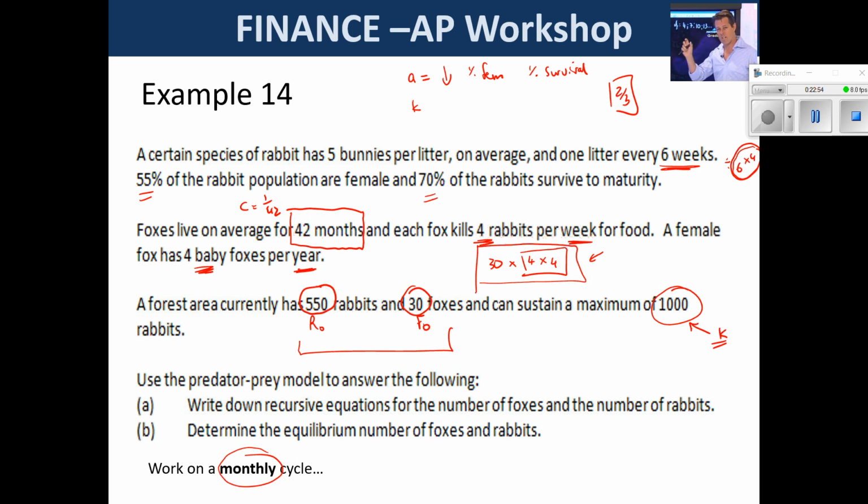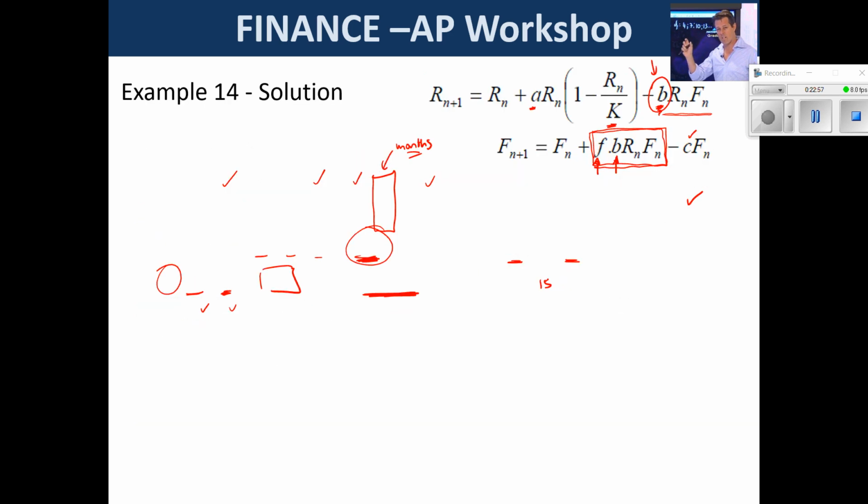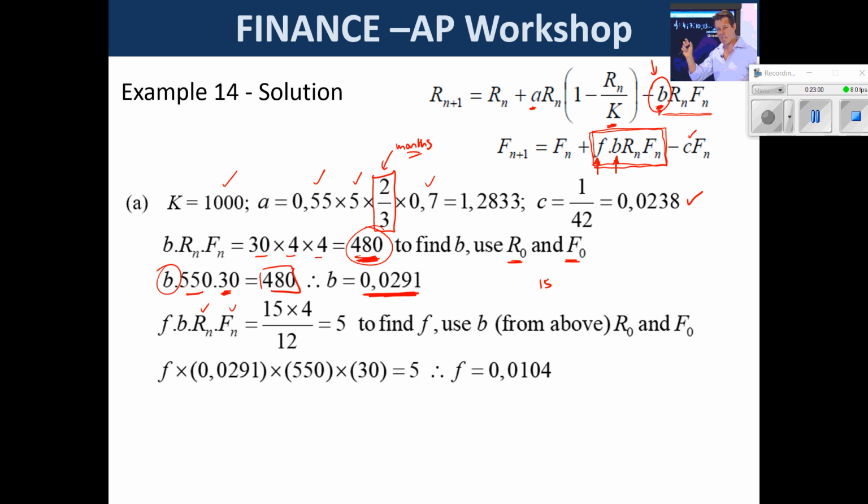So then I've got to say to myself, well, in 1 month, I must divide by 12. So it's going to have 15 are going to have 4 baby foxes in a year. So it's going to divide by 12. This is how many foxes it has per month. And there are 15 females. And so initially, this now tells me the initial growth. But you already have the initial rabbit population, you have the initial fox population, and you've calculated the B from above, so then I can go and find out what that F value is. So just remember, find B first leading to the F.